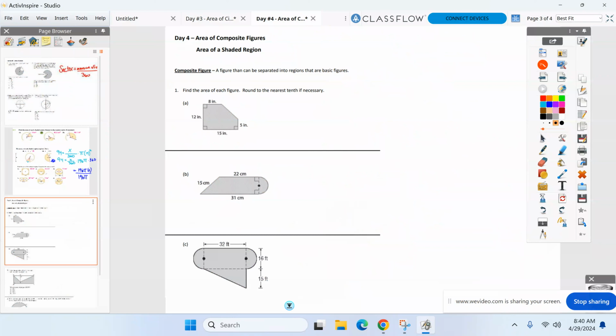Very clear. Now what I'm going to do with you today is, I have no idea what that figure is, but you know what I can do? Break it up into figures I am familiar with. These are called composite figures.